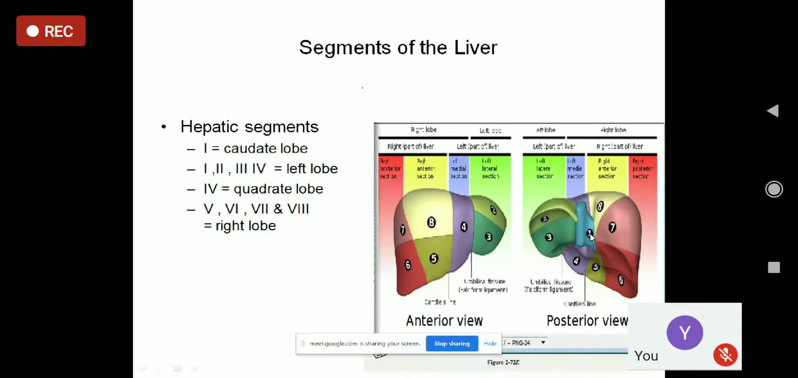Please remember this one: 1 in the caudate lobe, and you go 2, 3, and 4 in the quadrate lobe, and after that 5, 6, 7, 8. So this is the Couinaud division, and this is the anterior view, this is the posterior view. So if one segment is diseased, you can take it out easily because it is an independent unit.